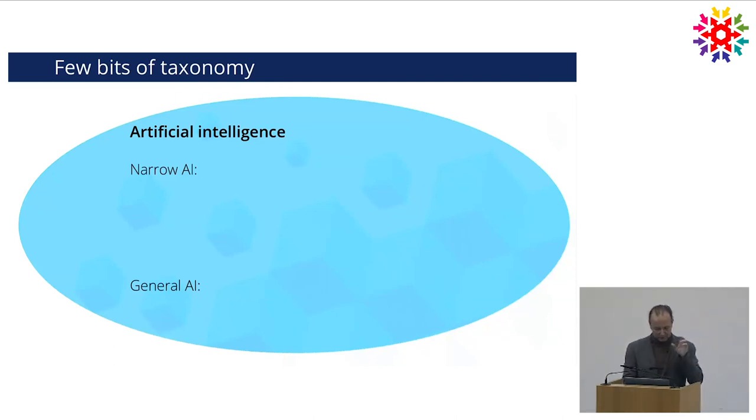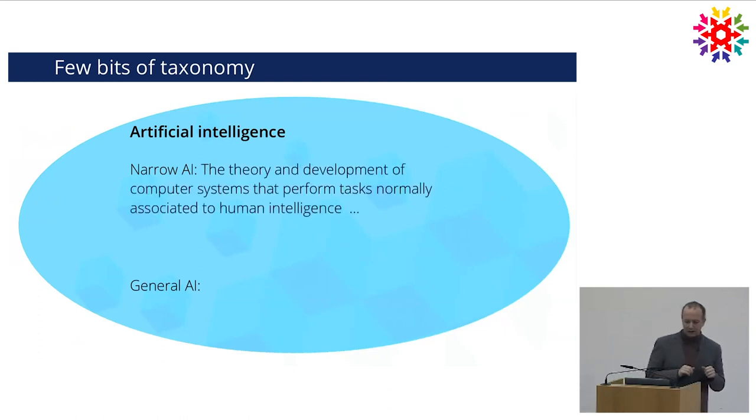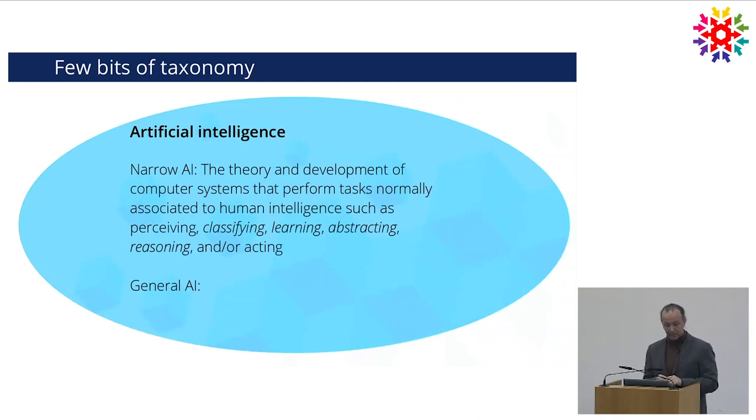The narrow kind of artificial intelligence can be defined as the theory and the development of computer systems, so the actual implementation, that perform tasks normally associated with human intelligence. So anything that tries to mimic human intelligence falls into artificial intelligence, even if it is a specific task: perceiving, classifying, learning, abstracting, reasoning, and or acting, when you really have some kind of robot that does something in the material space.